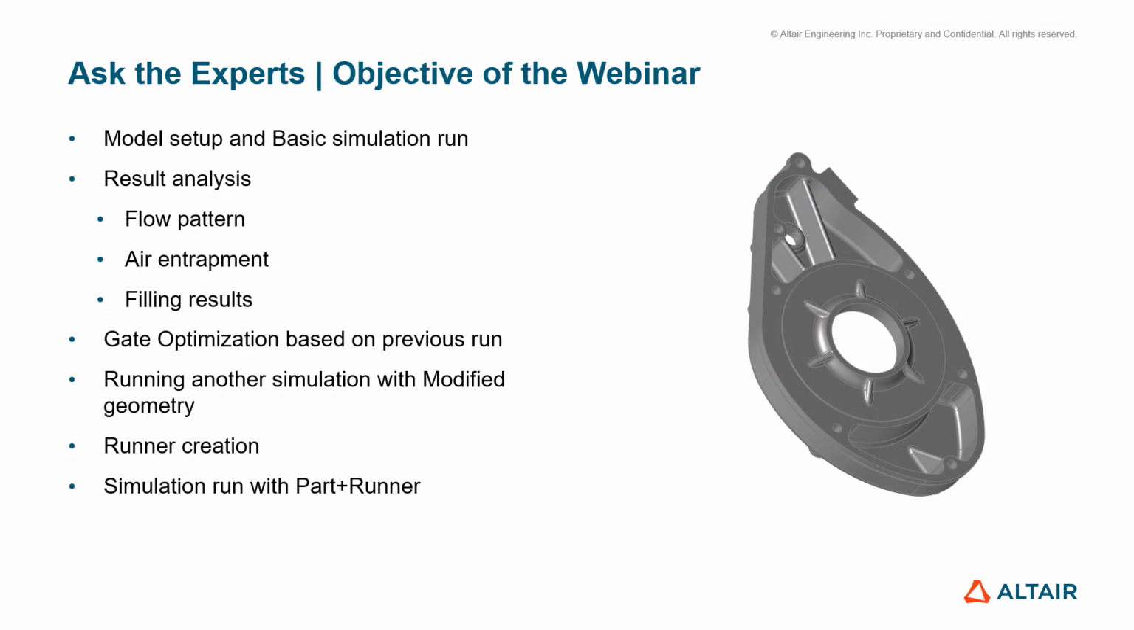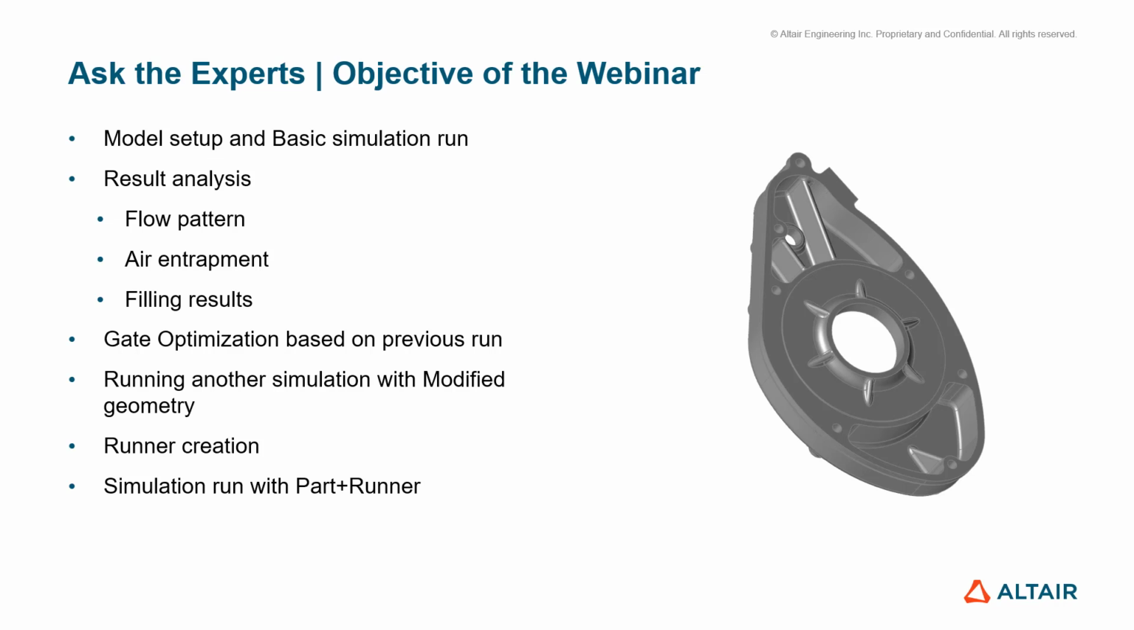Now, the objective of this webinar will be setting up a model and running a baseline test for the die-cast component, analyzing results like flow pattern, air entrapment, and filling results. Based on the previous run, we will perform the gate optimization and run another simulation. Analyzing these results, we'll do a runner creation within InspireCast, and then we'll run a final simulation with part and runner together.